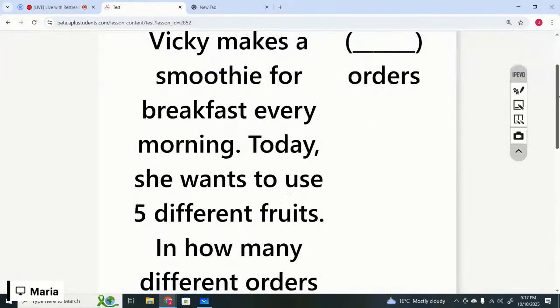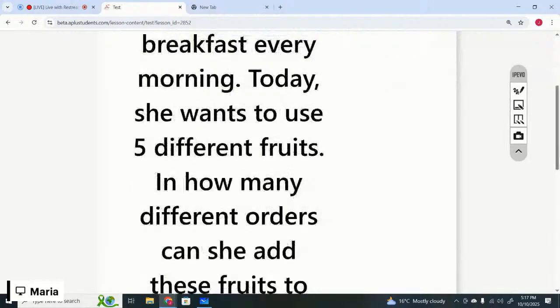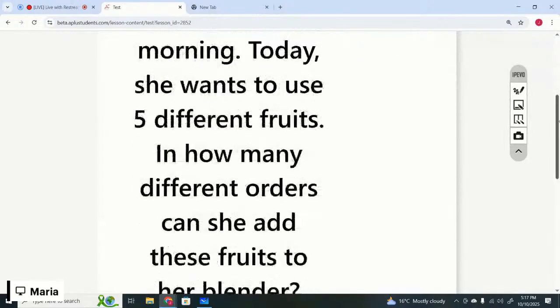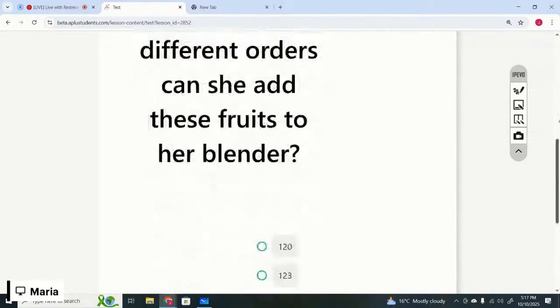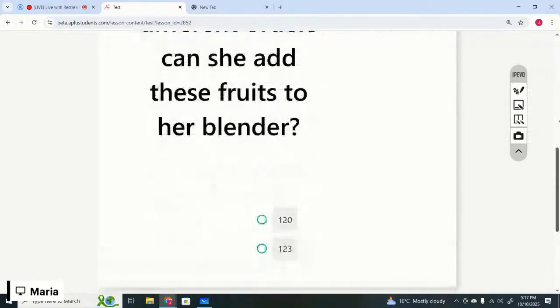Vicky makes a smoothie for breakfast every morning. Today she wants to use five different fruits. In how many different orders can she add fruits to the blender? So which is the correct option?